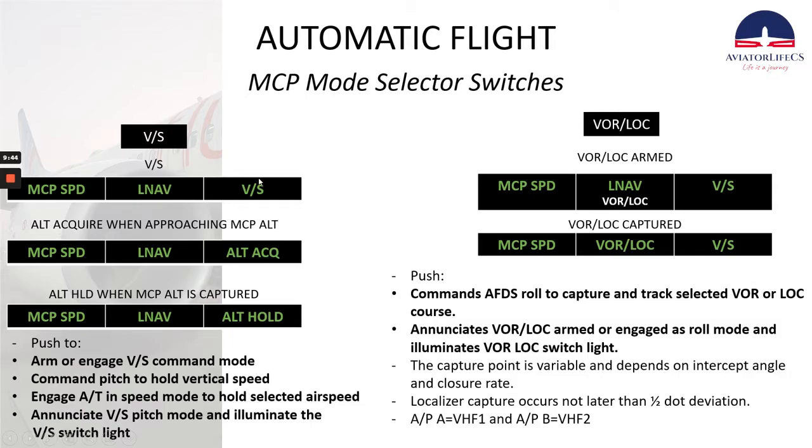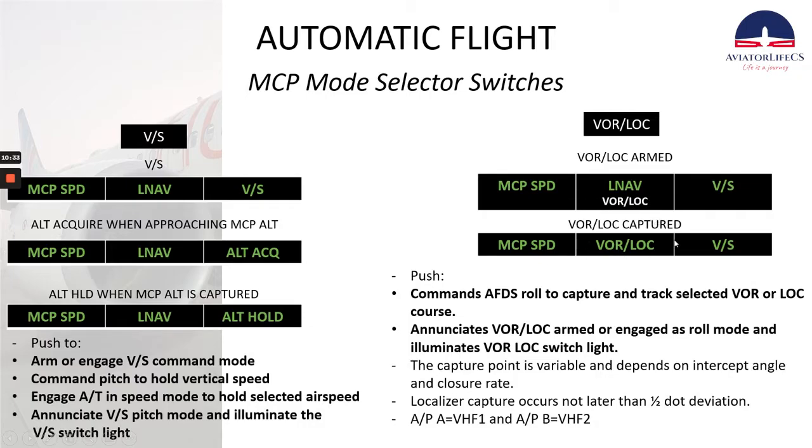Vertical speed, you can see it here, vertical speed. Altitude acquired when approaching MCP altitude, so you will see altitude acquired. And when the MCP altitude is captured, you will see alt hold. So you can push this switch to arm or engage vertical speed command mode, command pitch to hold vertical speed, engage auto throttle in speed mode to hold selected airspeed, and insert vertical speed pitch mode and illuminate the vertical speed switch light.